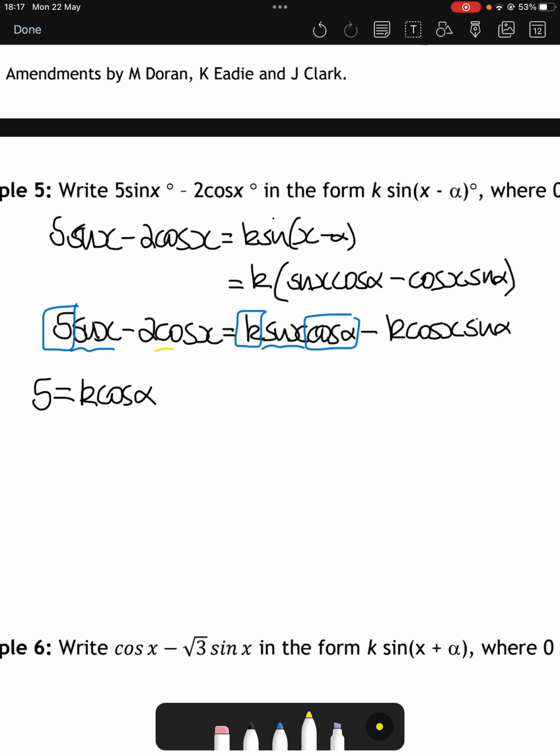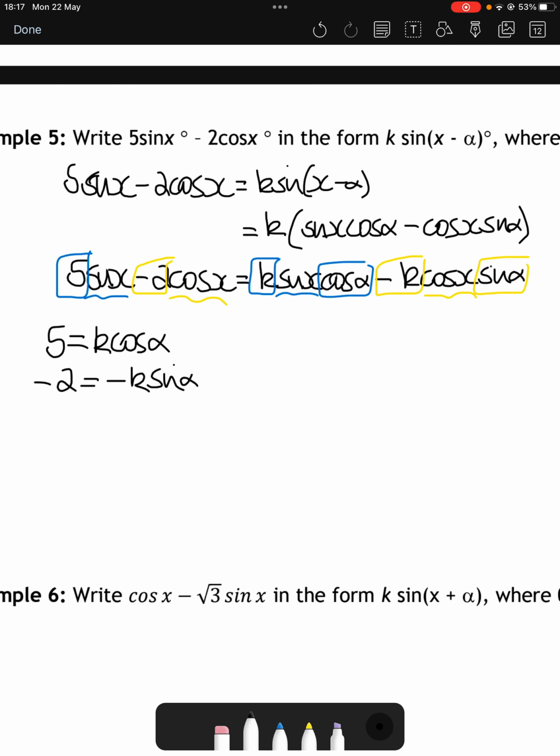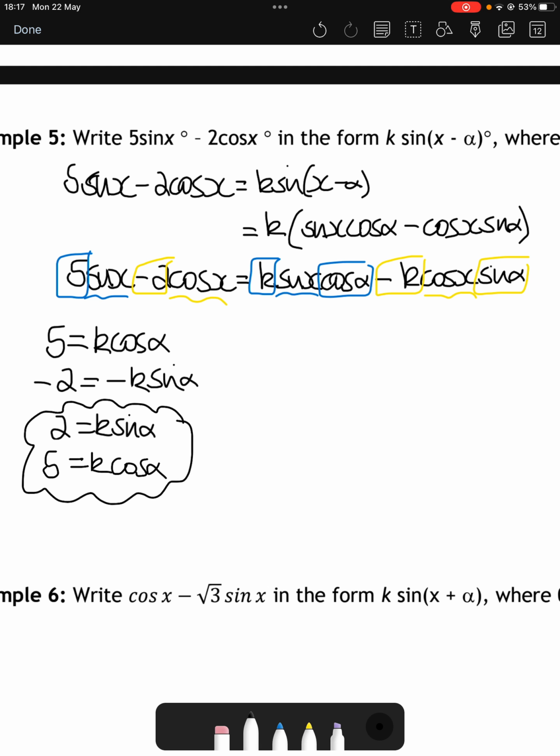Then we have our cos x's. Right, we have a minus 2 and minus k sine alpha. So we actually have minus 2 is minus k sine alpha. We need to rewrite them. So 2 minuses make a positive, so they're going to cancel each other out. Put the signs on top, and then that one's fine. Once you've done that, it is just about turning out your steps.